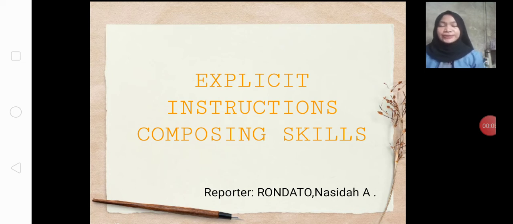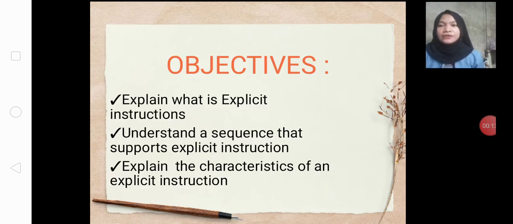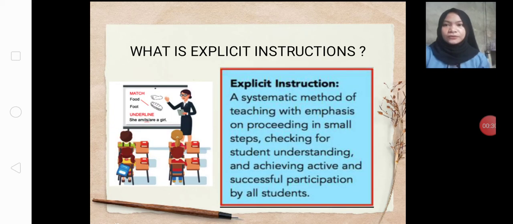Explicit instructions, composing skills. Okay, so we have here our objectives. First is to explain what explicit instructions are, to understand a sequence that supports explicit instructions, and to explain the characteristics of explicit instructions. Okay, so what is an explicit instruction? Yes, it is an instruction, but specifically what is inside these explicit instructions?